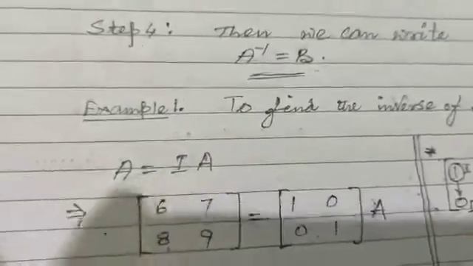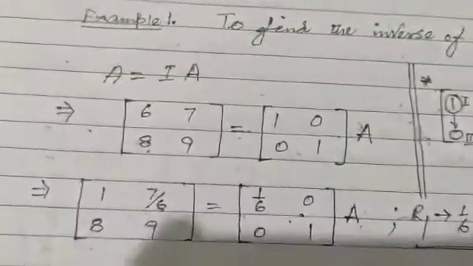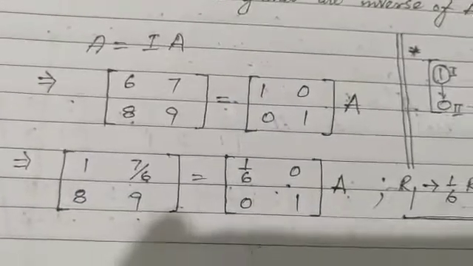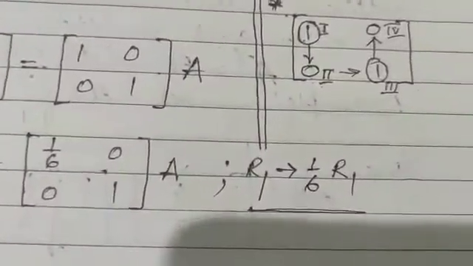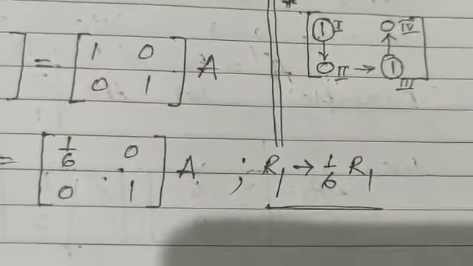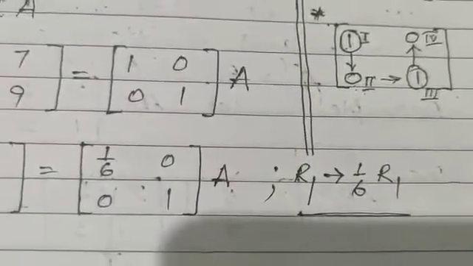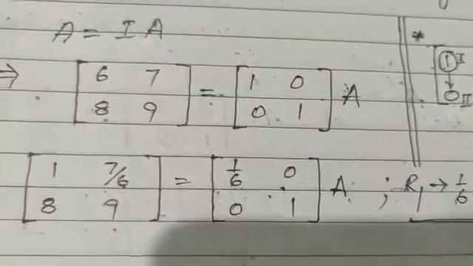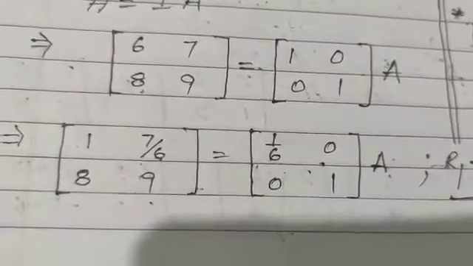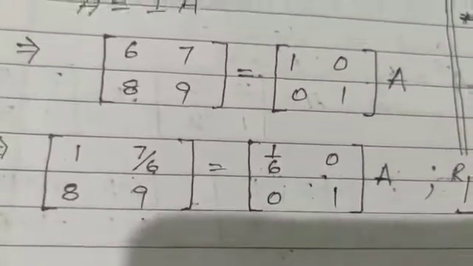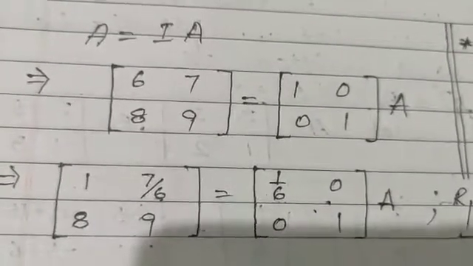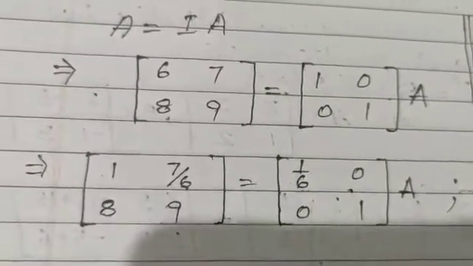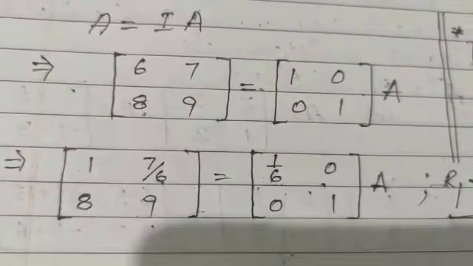So first step, we will convert this element 6 into 1 using elementary operation. The easiest application is to multiply the first row by 1 by 6. The new first row is 1 by 6 of the old R1. So it is 1, 7 by 6, and the remaining row unaltered, 8, 9. The same operation applied on the right hand side identity matrix gives 1 by 6, 0, and second row 0, 1, and A as it is.